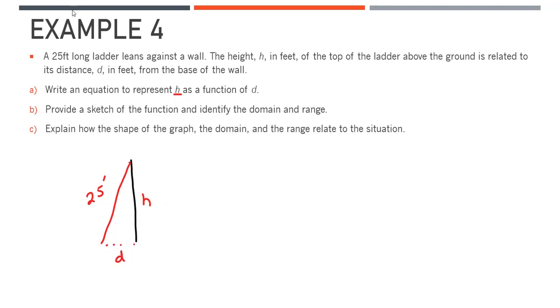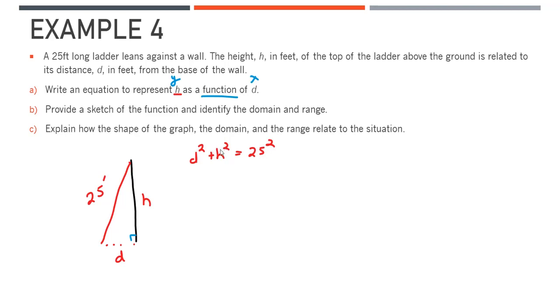Now we do have to be careful. This wants it in function notation, so function of d, function of x. So that means this h is going to be our height. So that's nice, that's going to be our y value. Now you should notice right away, hey, this is a right triangle. So Pythagorean theorem: we got d squared plus h squared equals 25 squared.